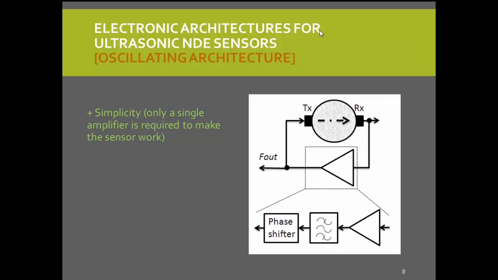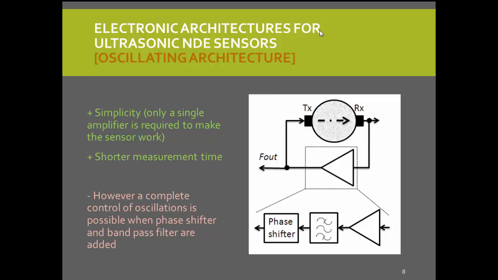The fourth method which we are using now is called oscillating architecture, and it's very attractive due to its simplicity. It only requires a single amplifier between the transmitter and receiver of the ultrasonic transducer, and they feature shorter measurement time comparing to previous architectures. However, using inexpensive ultrasonic transducer will result in unwanted harmonics. So this requires us to implement a bandpass filter in order to remove these harmonics when the signal travels through the water.